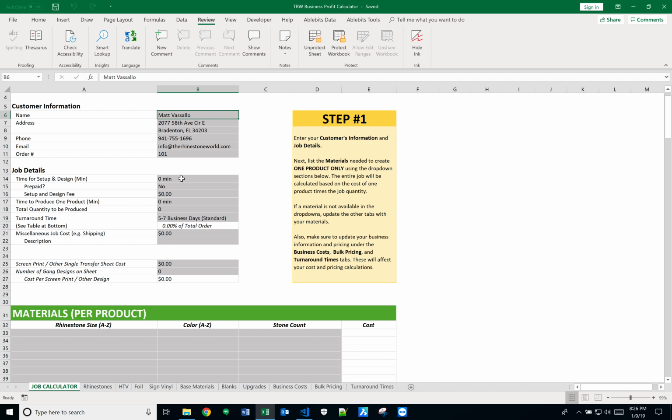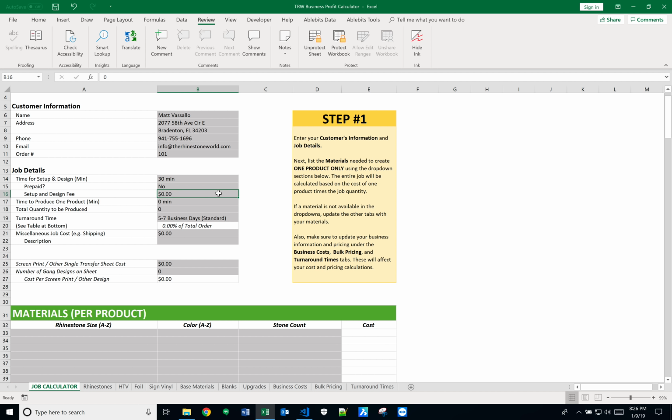Maybe you're not currently accounting for it. Well, this calculator is going to help remind you, you need to account for that. So let's say it took 30 minutes to do that. Well, next, did you charge them for it? And if you did, was it prepaid or not? You can see here, if it was prepaid, you put yes. If not, you put no.